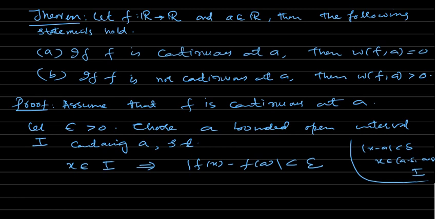Now we show that the oscillation of f at point A is 0. So what's the oscillation of f at A? By definition, it's the GLB of the oscillation of f over J, where the GLB runs over all bounded open intervals containing A.